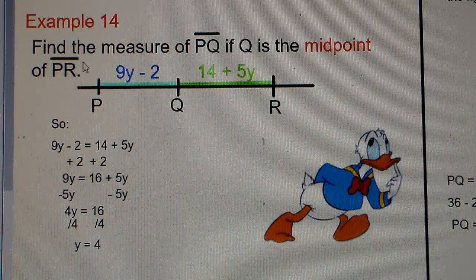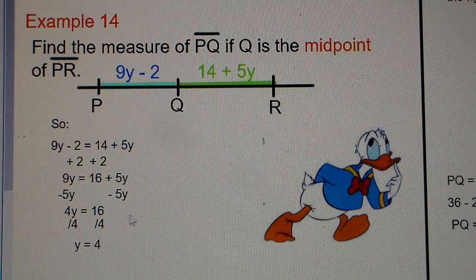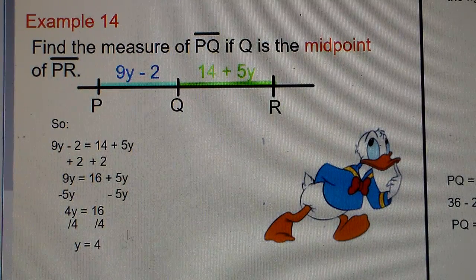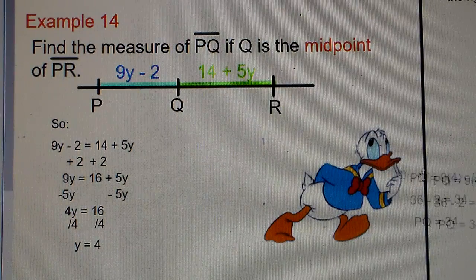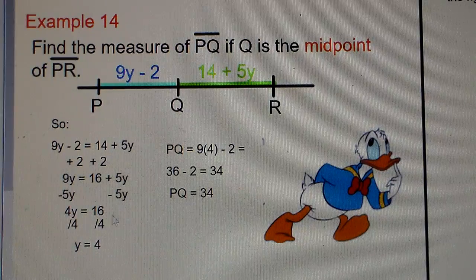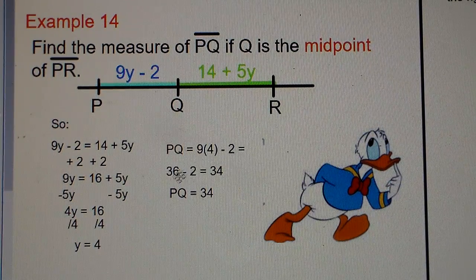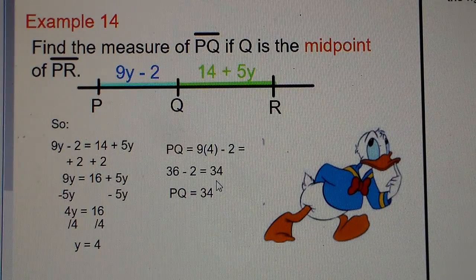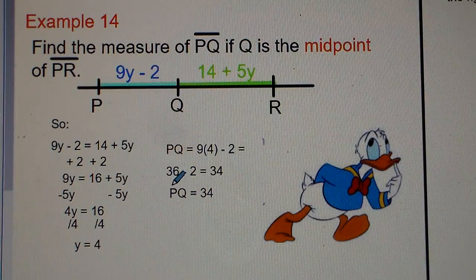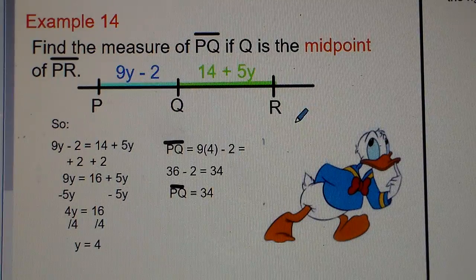Now remember what the question is asking of you. Our goal is to find the measure of PQ. We just solved for y. Now we've got to take that y value of 4 and substitute it back in. So PQ is equal to 9 times 4, because we found out the y value is 4, minus 2. So 9 times 4 is 36. 36 minus 2 is 34. So PQ, that line segment PQ, is equal to 34.